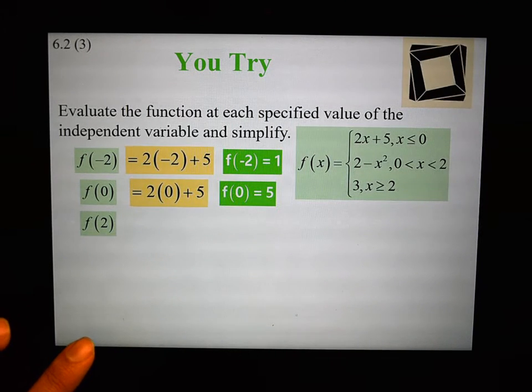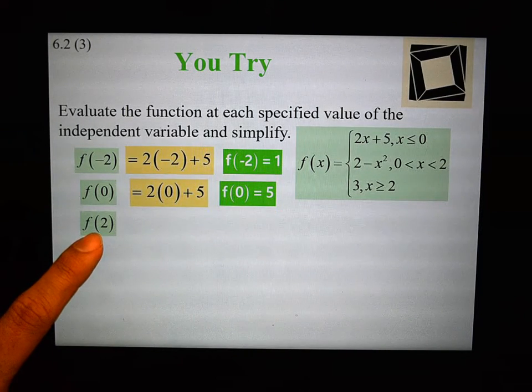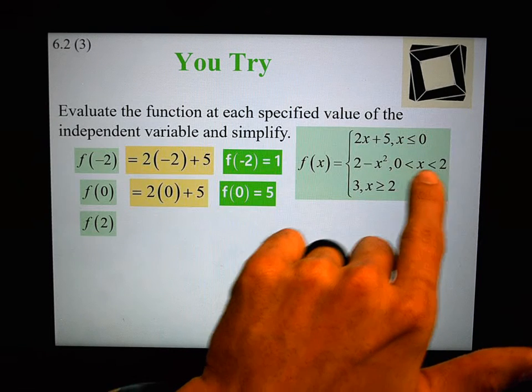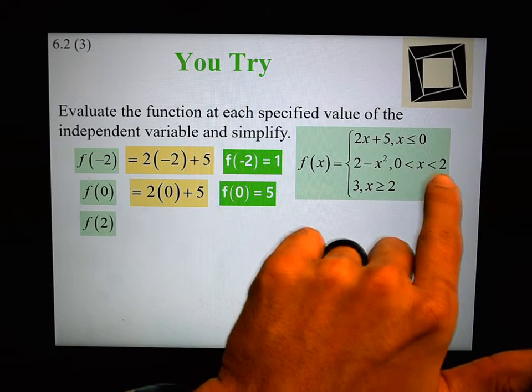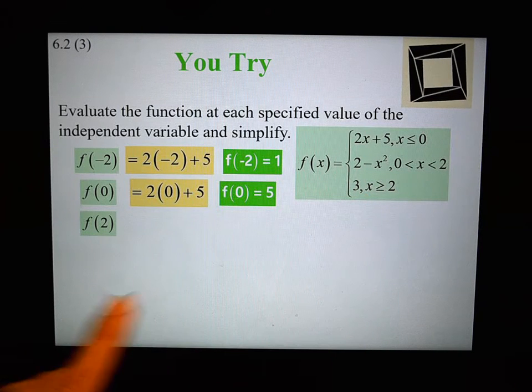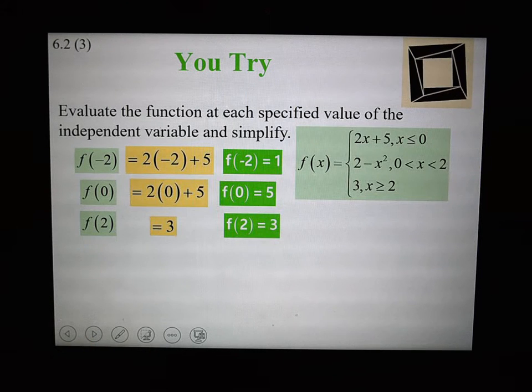F of 2. Where is it defined at x equals 2? Can I use that one? Nope. Can I use that one? Is 2 less than 2? Oh, is it equal to 2 here? Well, what's the value going to be? That's an easy one. It looks hard, but it's just 3. And look at how I wrote my answers.